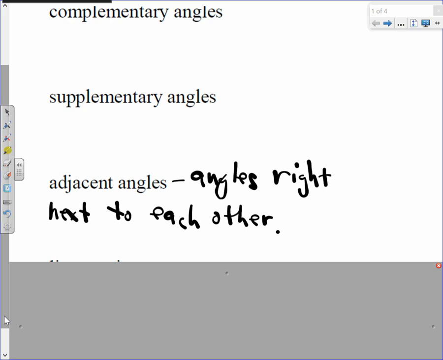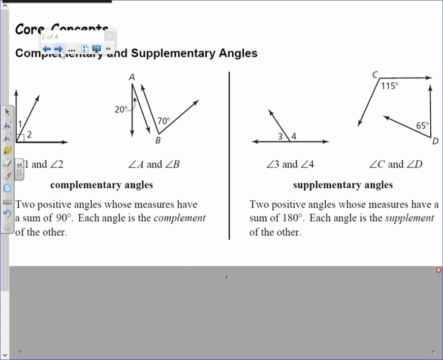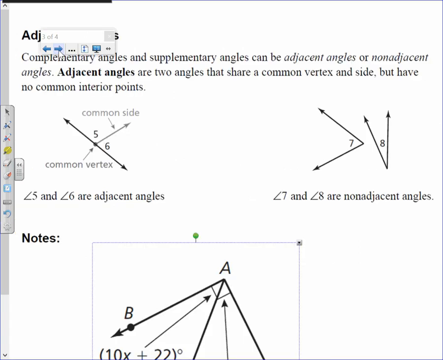Angles right next to each other. I'm not going to even draw a picture because you have a picture of adjacent angles on your note guide there on the second page. Flip the page over in the middle. Yeah, actually, on the top of the second page. Adjacent angle. Look at it. You got a picture of them.